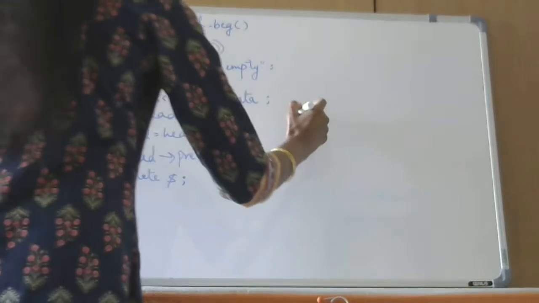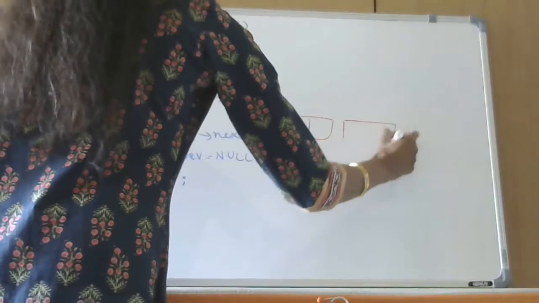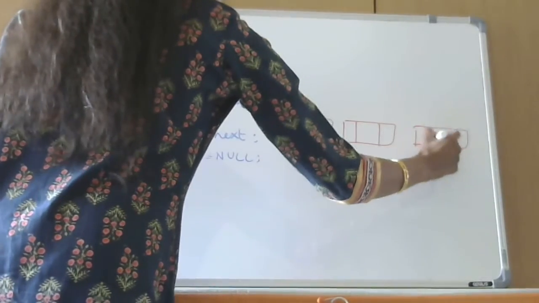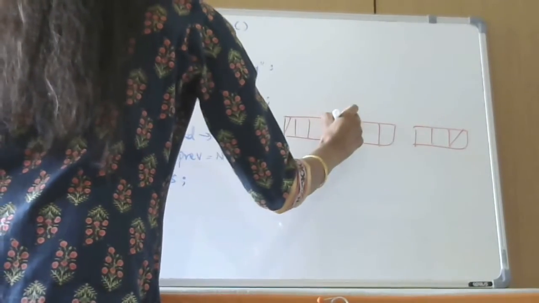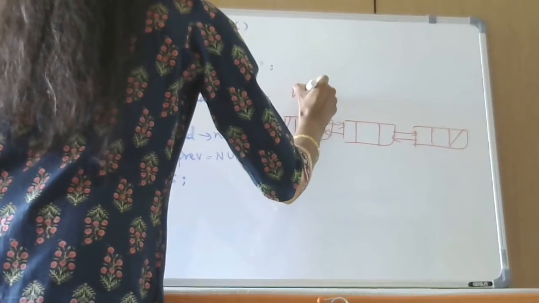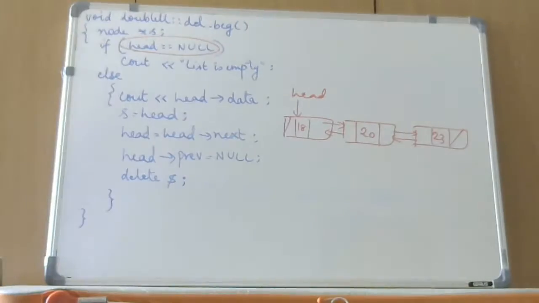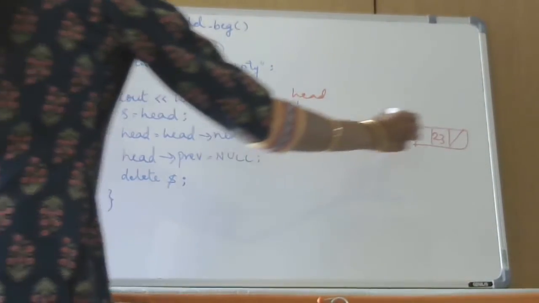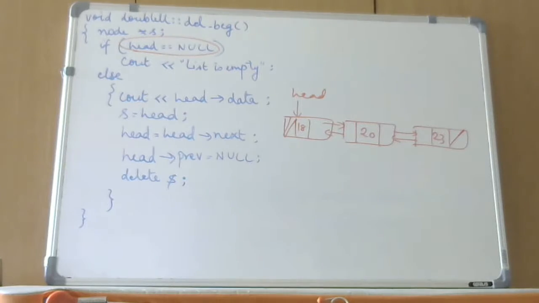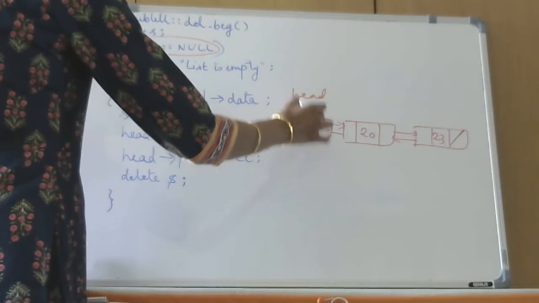Okay, let me take an example. So this is the doubly linked list that I have. As we know, previous of the first node will be null, and next of the last node is also going to be null. Now, delete at the beginning means I want to delete this 18.